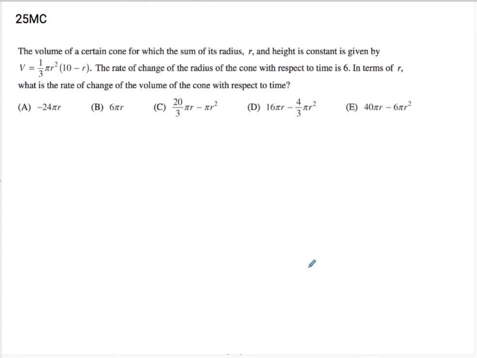Now before I do anything, I look at all the answers and I notice there's no parentheses in any of the answers. So what I notice is I'll distribute. So I get rid of the parentheses in the question. So I'll distribute. We got volume equals 10/3 pi r squared minus 1/3 pi r cubed.